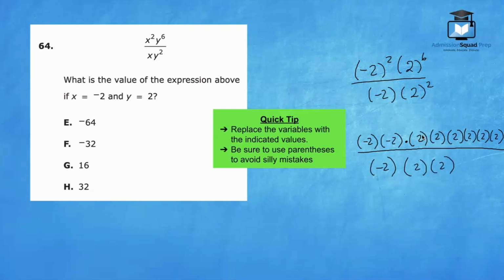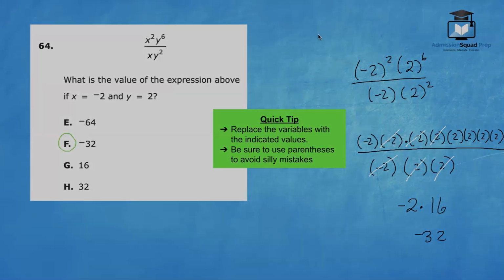Now we will go ahead and cancel out any number that we have in common in the numerator and the denominator. So -2 cancels out with -2, 2 cancels out with 2, and 2 cancels out with 2 right here. Since 2 times 2 is 4, times 2 is 8, times 2 is 16, right? We'll have that here on the right. And when multiplying that number by -2, we will still end up with -32. So as we said before, F is the correct answer.